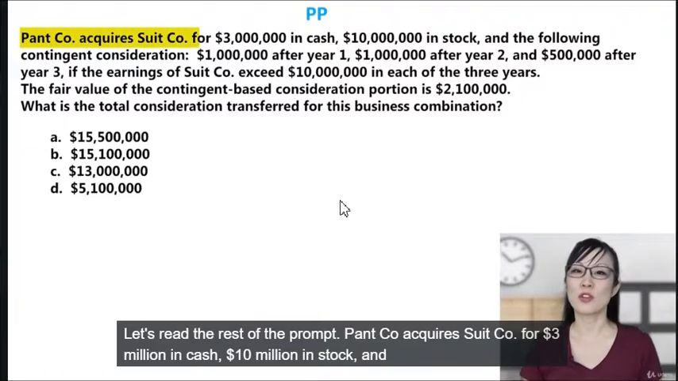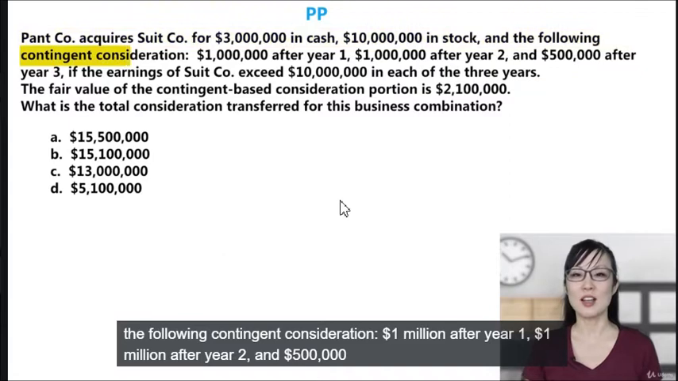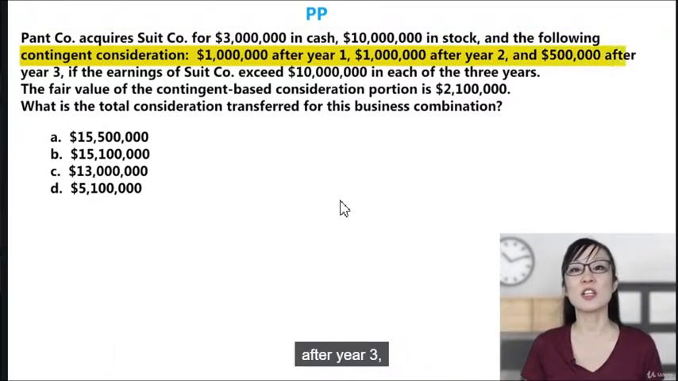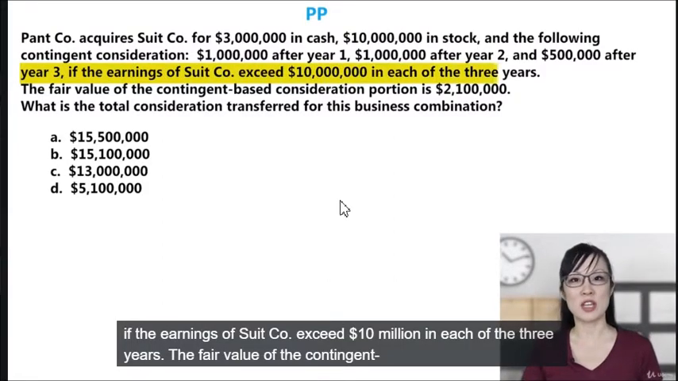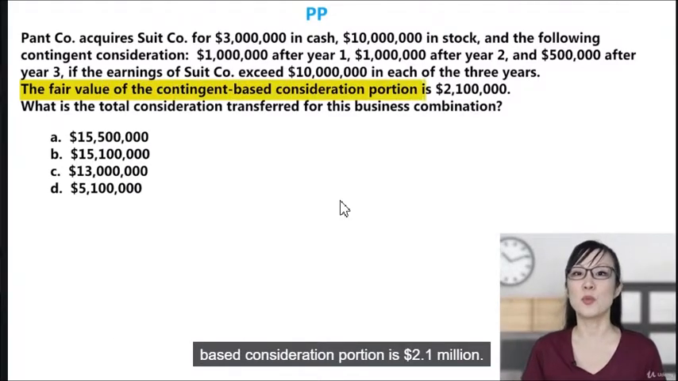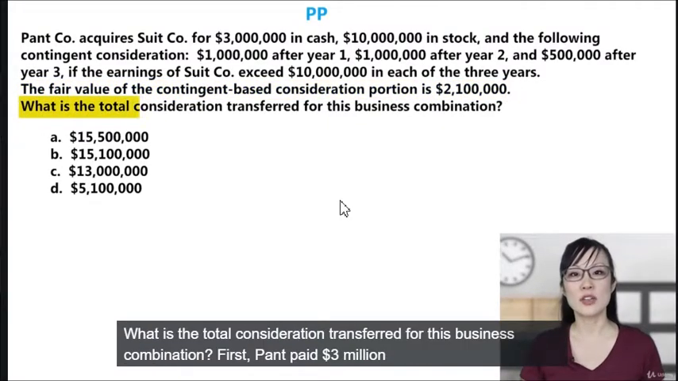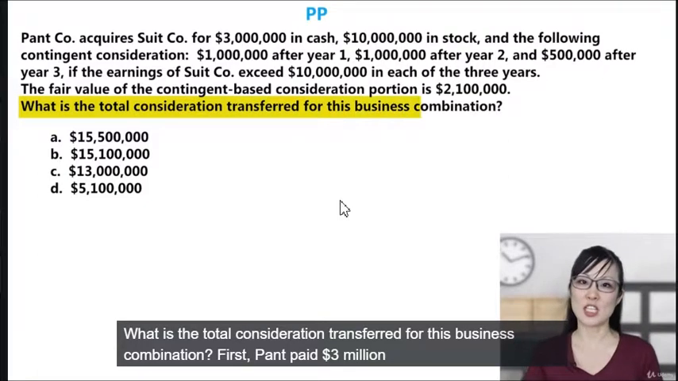PantCo acquires SuitCo for $3 million in cash, $10 million in stock, and the following contingent consideration. $1 million after year 1, $1 million after year 2, and $500,000 after year 3 if the earnings of SuitCo exceed $10 million in each of the 3 years. The fair value of the contingent-based consideration portion is $2.1 million. What is the total consideration transferred for this business combination?